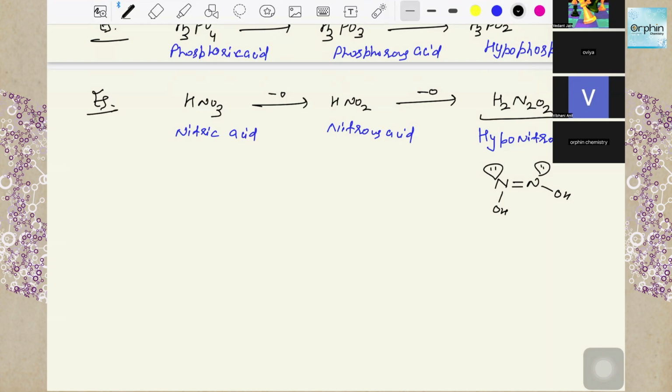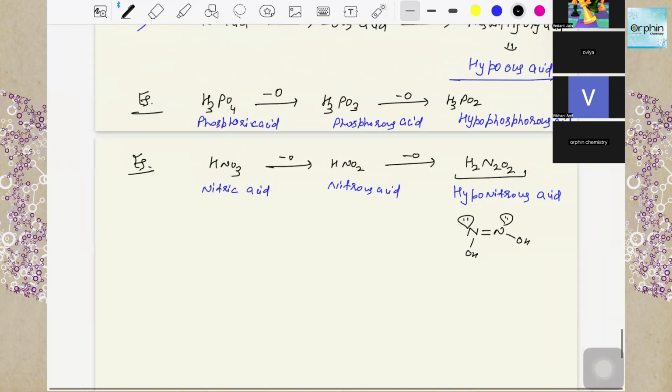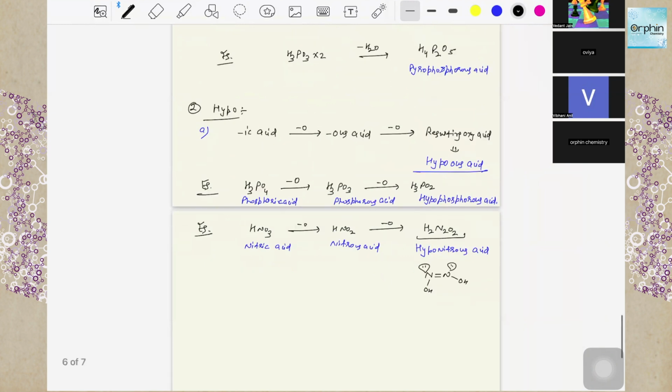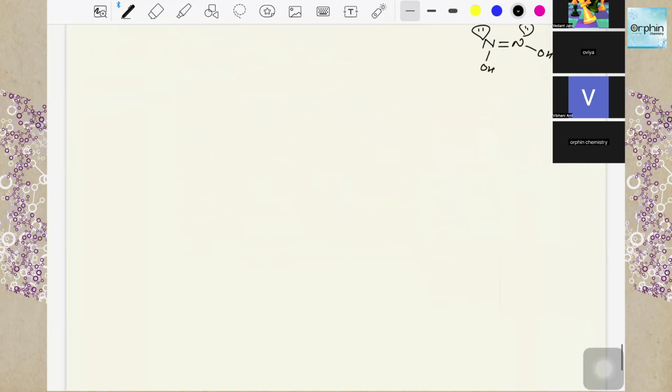It is hyponitrous acid. So only 2 hypo acids are there. There is no hyposulfurous. There is no hypocarbonous because even carbonous is not there. So there are 2 hypo acids. Okay. So this is the case A where we'll be using hypo. Now second case, case B.